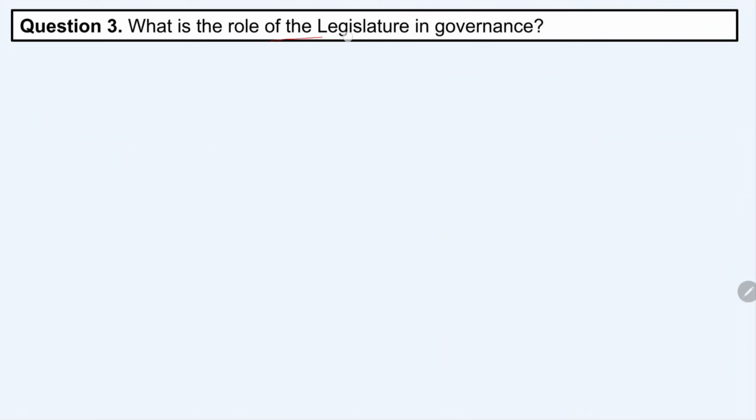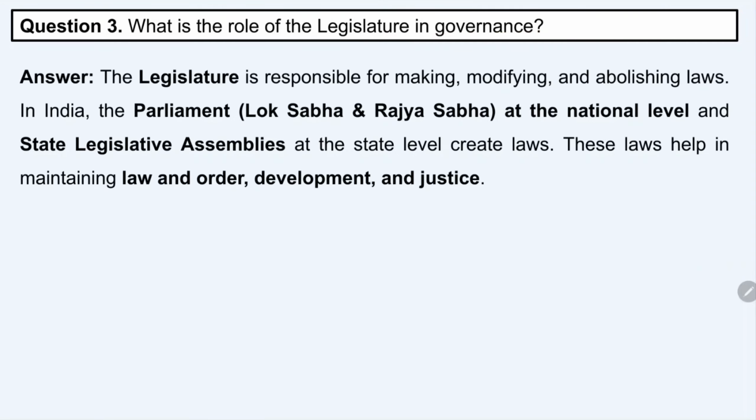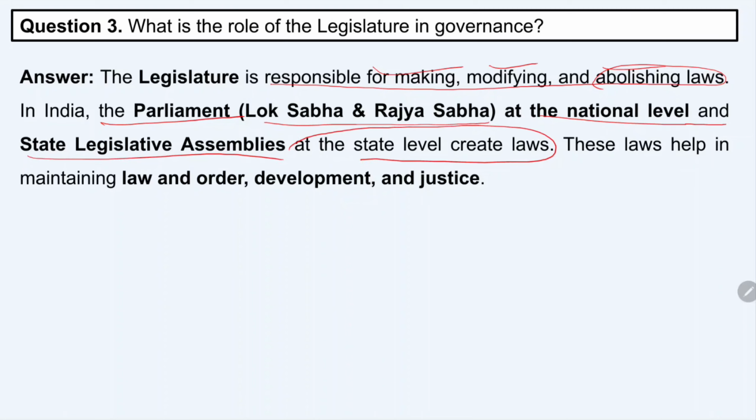Third question, what is the role of legislature in governance? Legislature is responsible for making, modifying and abolishing law. In India, the Parliament, that is the Lok Sabha and the Rajya Sabha, at the national level, and the state legislative assembly at the state level create law. The MLAs, that is members of legislative assembly, and the MPs, that is members of parliament, are the ones who create laws. And these laws help in maintaining law and order, development and justice in our country. So this is how you can write it down.